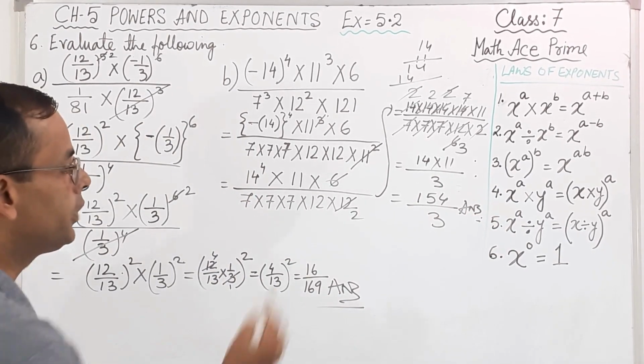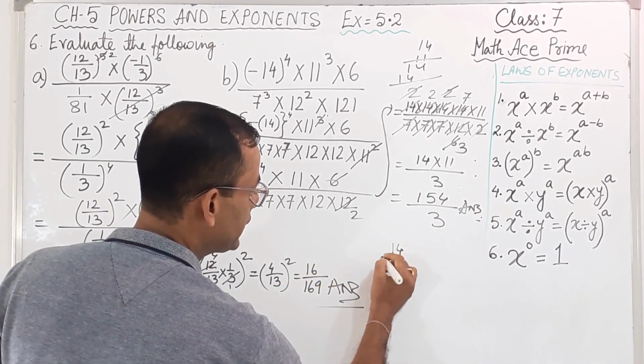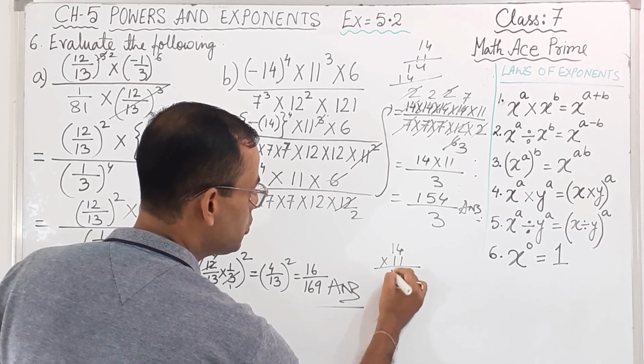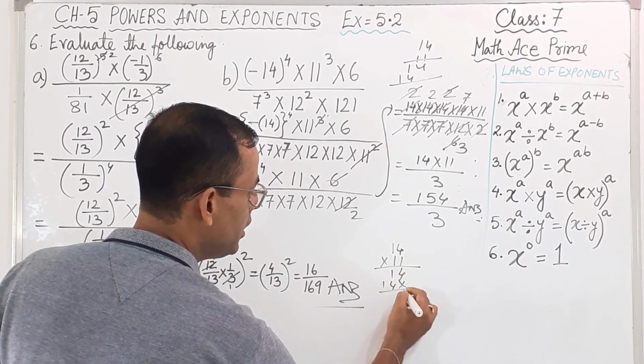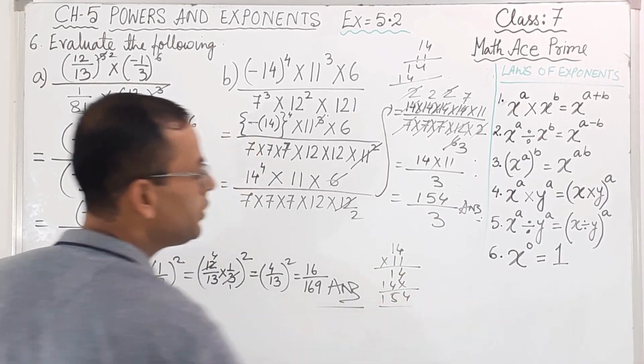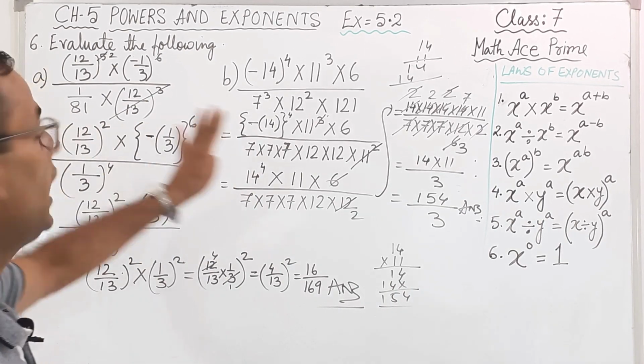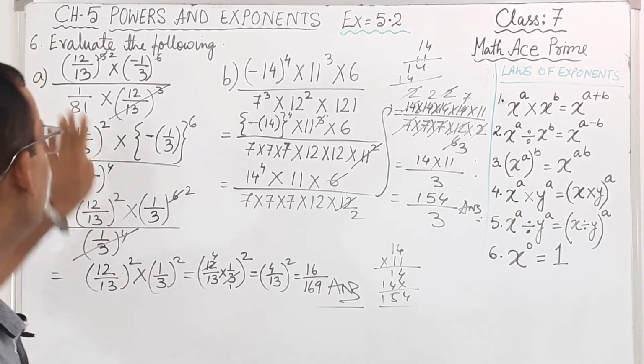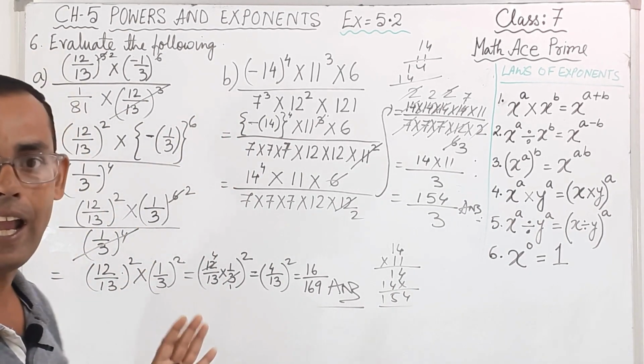Clear no? If you cannot do it, you do the multiplication here, 14 into 11. So 14, again 14. So 4, 5, so 154. And this is the answer. I hope you have understood sum number 6, A and B.